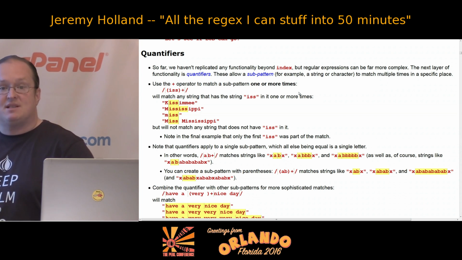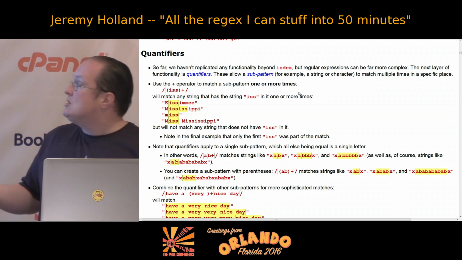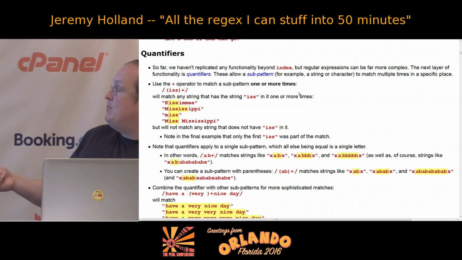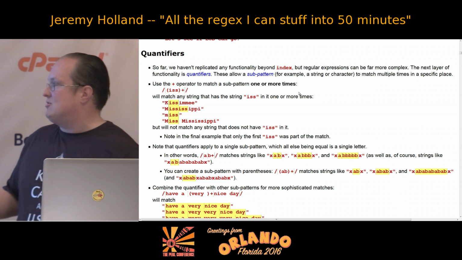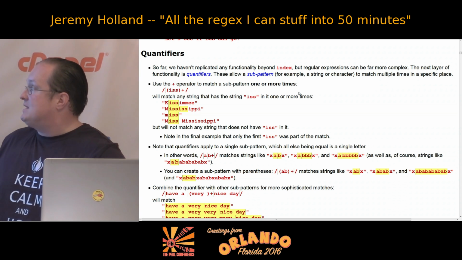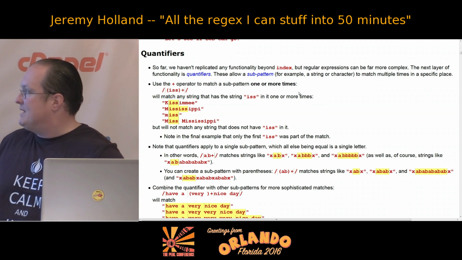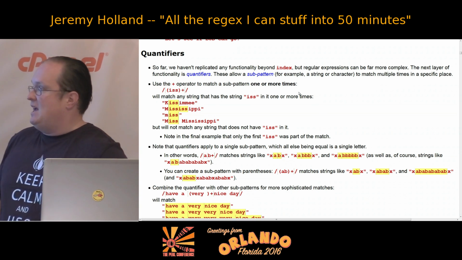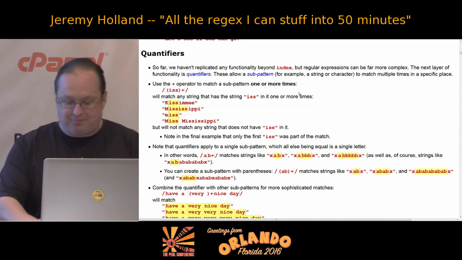Quantifiers apply to just a single subpattern, which all else being equal is just one letter. So ab+ matches ab, abb, abbb, etc. If you want to make a bigger subpattern with more than one letter in it, you can use parentheses. So (ab)+ matches ab, abab, ababab, and so forth.